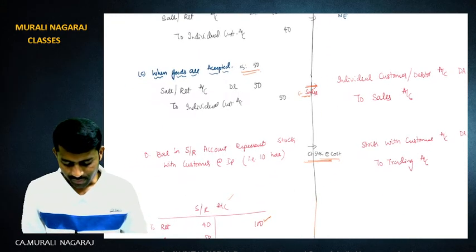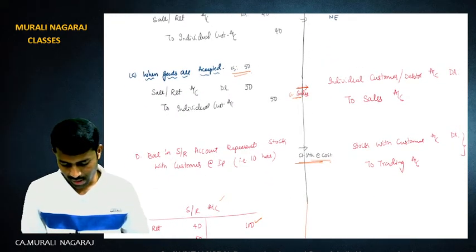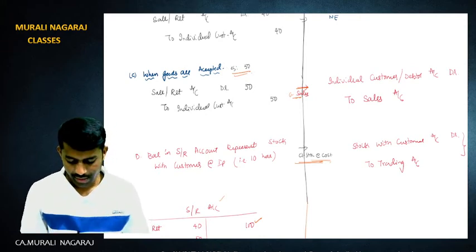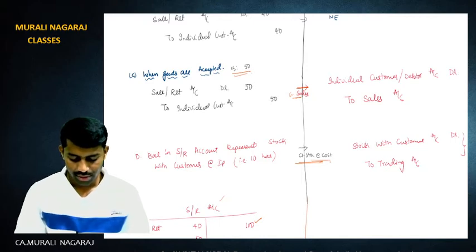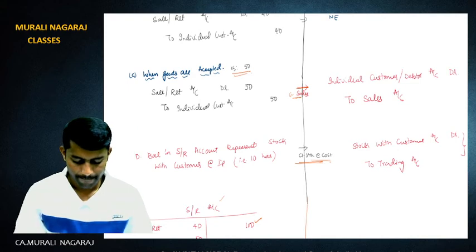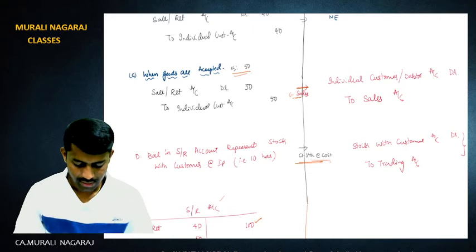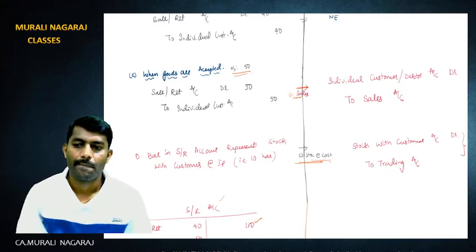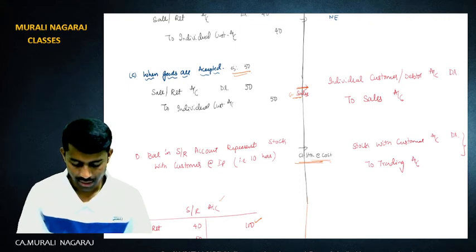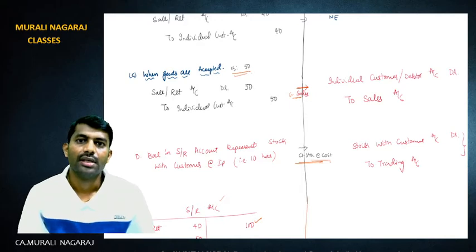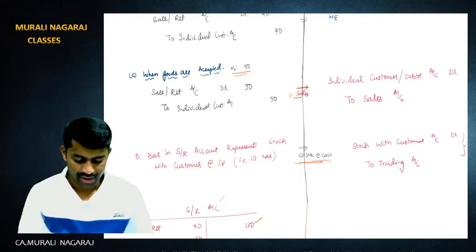Next, entry D: balance in the sale or return account. The balance in the sale or return account represents stock with the customer at invoice price. That is 10 here.